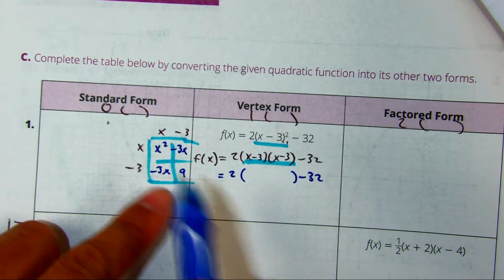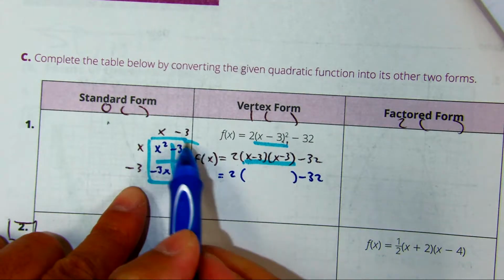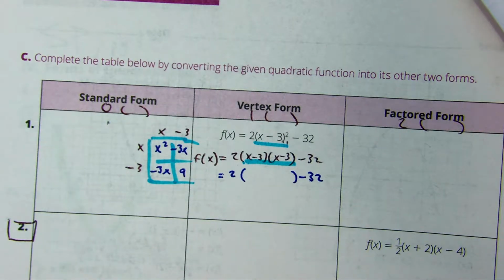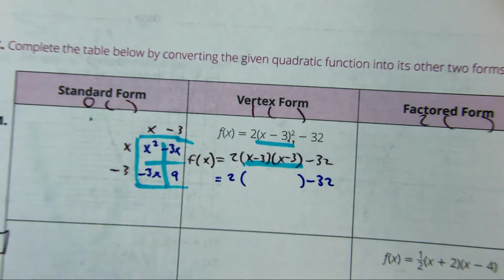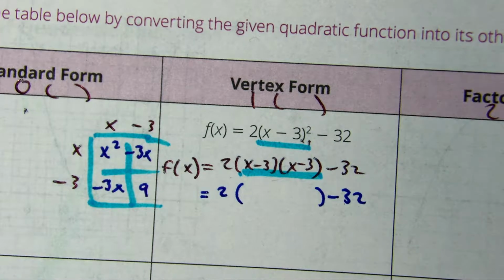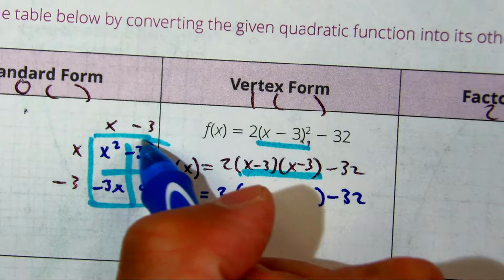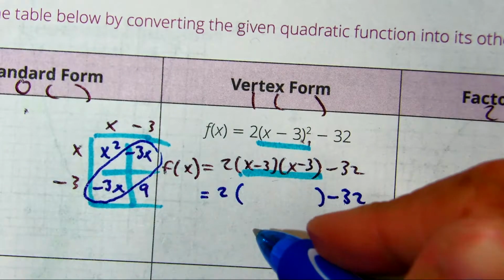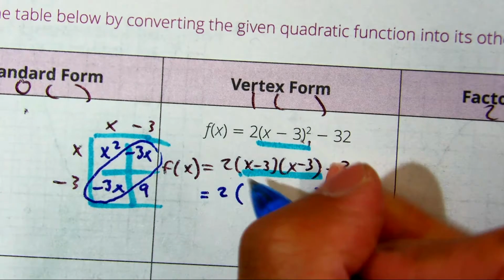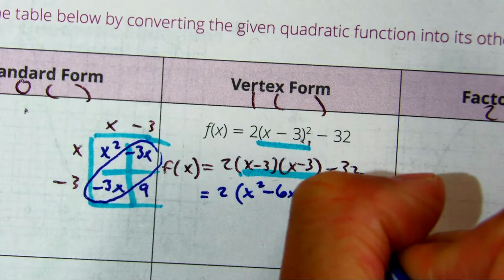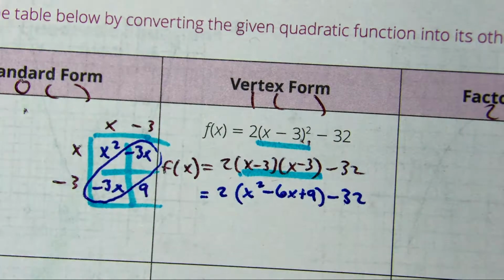Darlene, if you combine like terms here, what do you get? Which ones are like terms inside the box? Correct. So if you combine them or add them, what do you get? Correct. X squared minus 6x plus 9. Good job, Darlene.